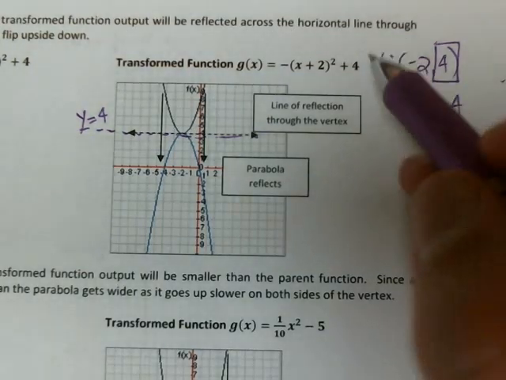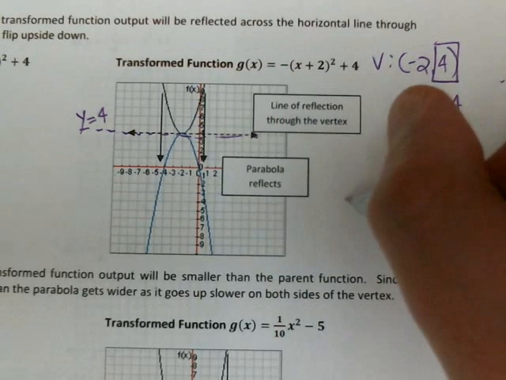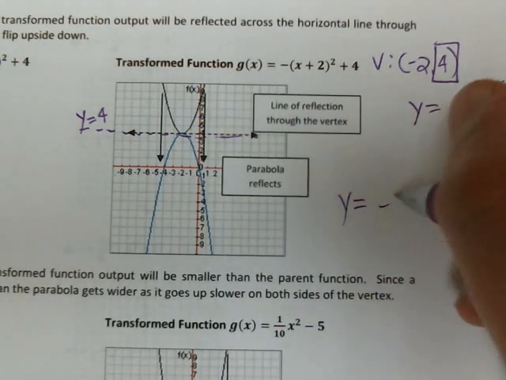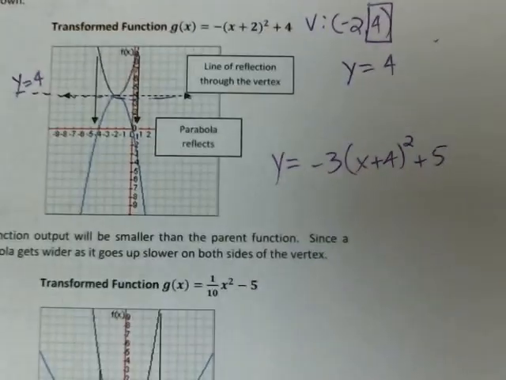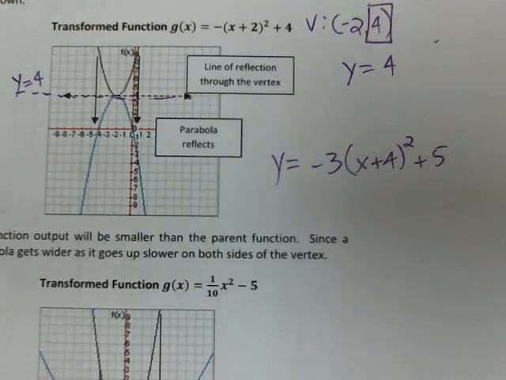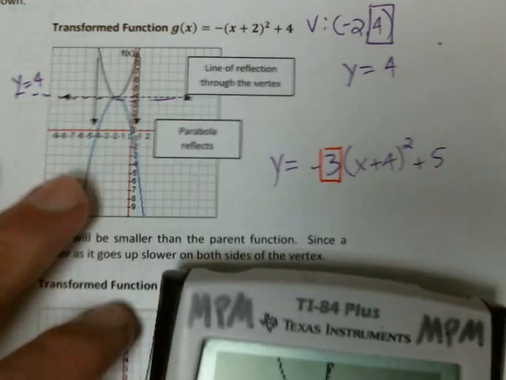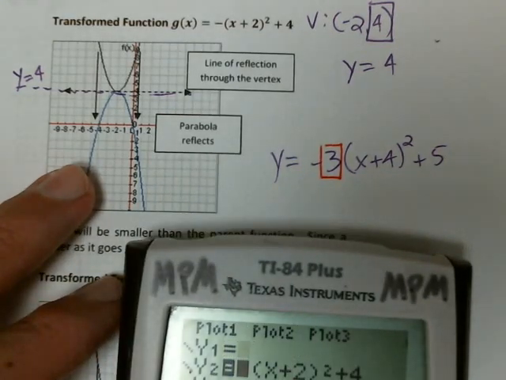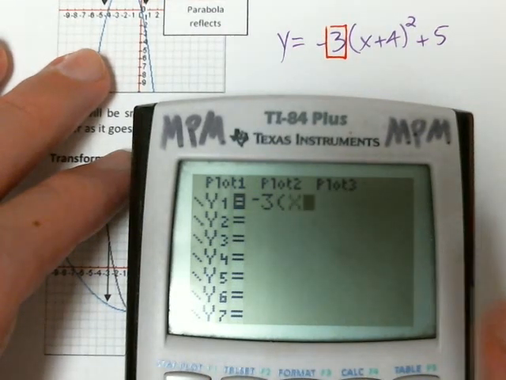Now, again, the big mistake here, guys, is that people will think that that negative means it could be a shrink. So, for example, let's say that I had y equals negative 3 times (x plus 4) squared plus 5. Students will make the mistake and say, oh, that's less than 1, that must mean that it is a shrink. That is not true. For the stretch and the shrink, guys, I'm only looking at that guy right there. Let me prove it to you. So when I type in the example that I just created, I've got negative 3 (x plus 4) squared plus 5.